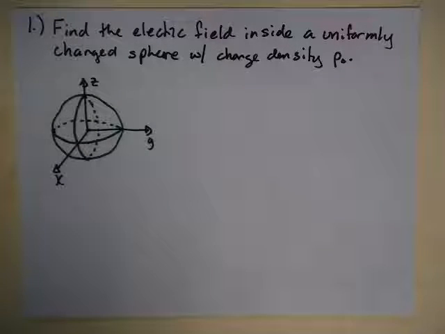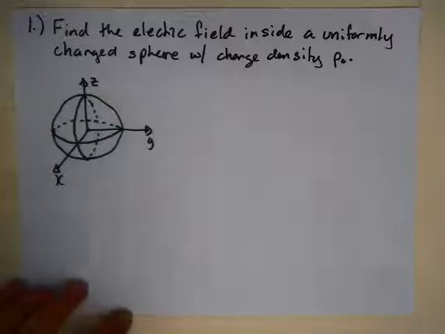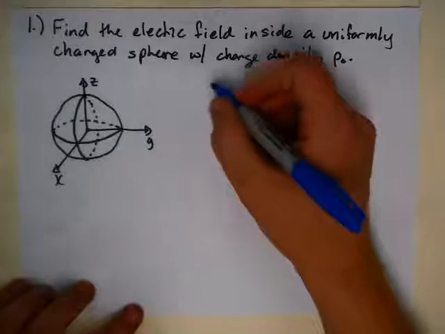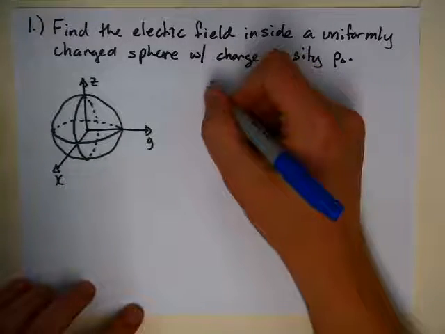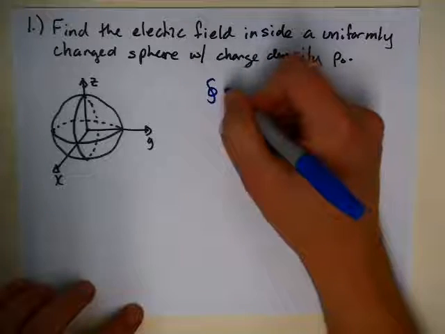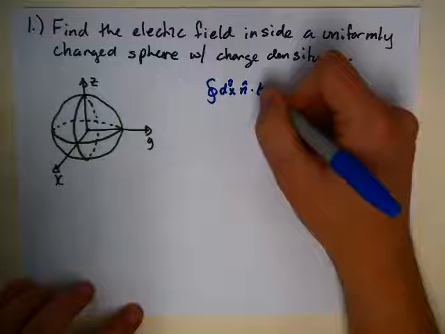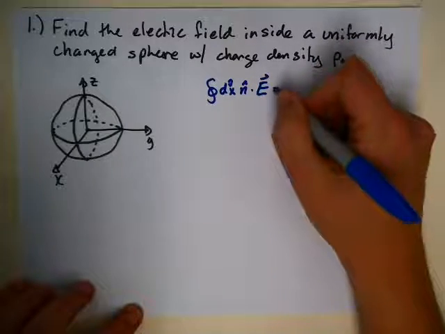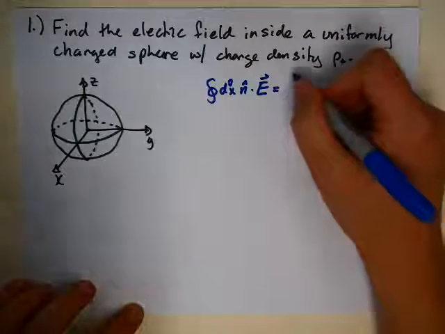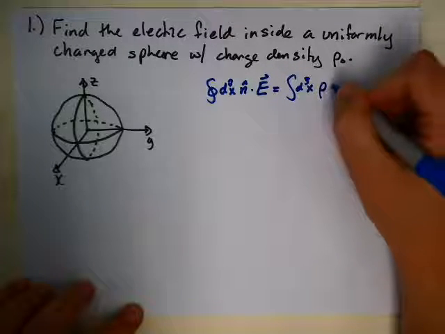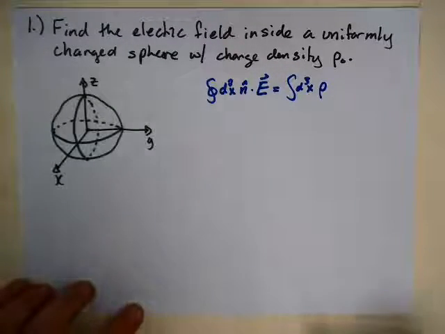Homework 2, Problem 1. Find the electric field inside a uniformly charged sphere with charge density ρ0. To do this, I'm going to use the integral form of Gauss's law, which states that the flux through a surface, so integral d2x n hat dot E, is going to be equal to the volume integral, d3x, over the charge enclosed.